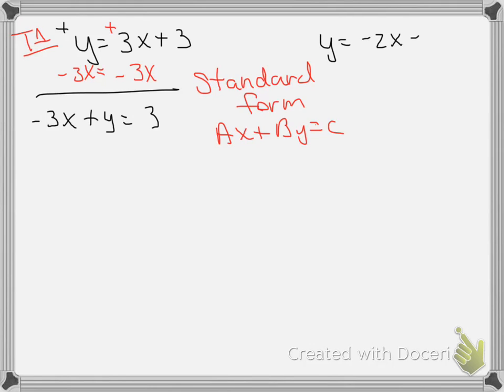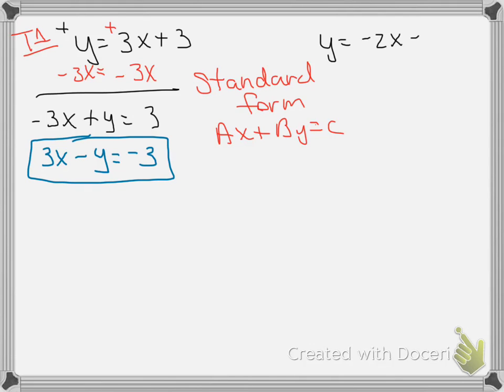Now remember, we said a can't be a negative. It can't be a fraction or a negative. So to do this, we technically would multiply everything by negative 1. We could divide everything by negative 1. But like we talked about in class, we really just change the signs. So instead of a negative 3x, we're going to make it a positive 3x. Instead of a plus y, we're going to say a minus y. Instead of a plus 3, we're going to say minus 3. And that right there will be one of our equations.